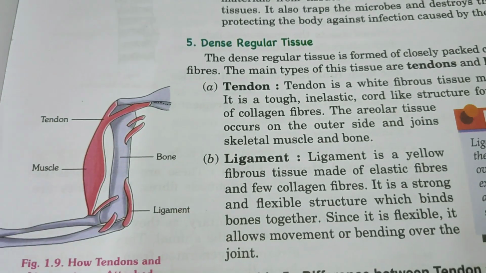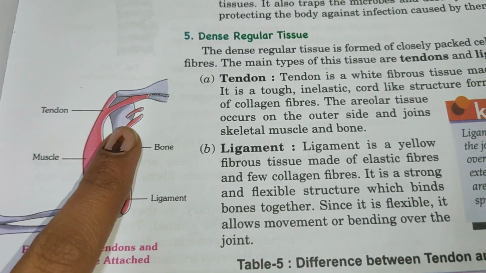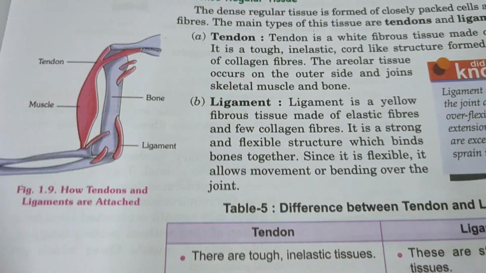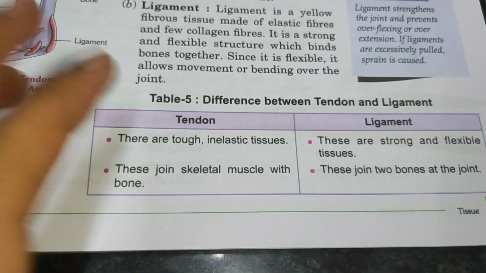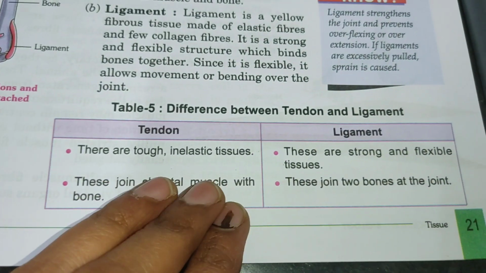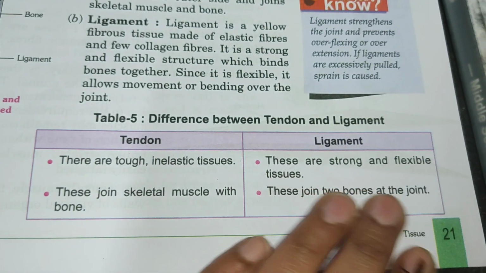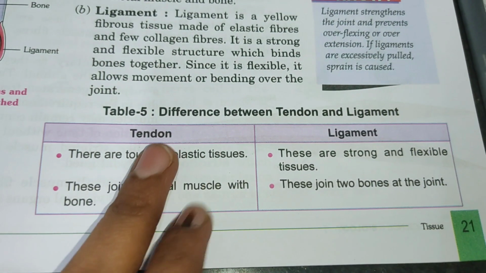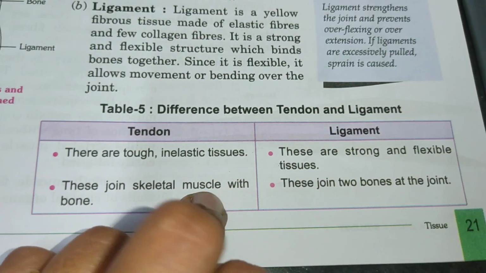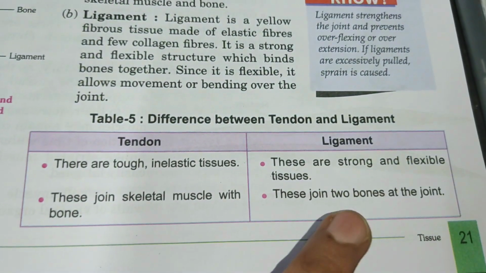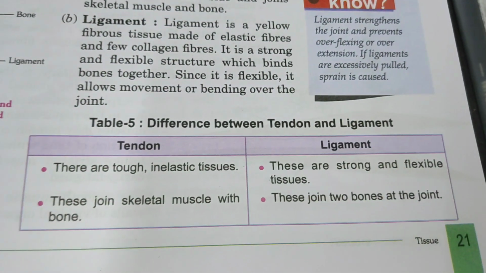So remember, tendon is muscle to bone attachment, ligament is bone to bone attachment. Tendons are tough and inelastic, ligaments are strong and flexible. Tendons join skeletal muscles with bone, and in a ligament, two bones are joined.